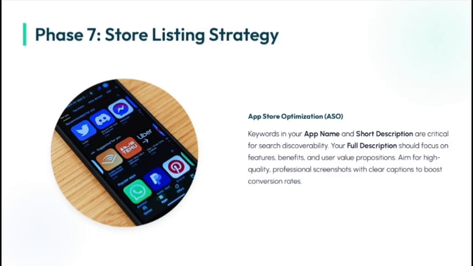It is one of the important things: App Store Optimization, that is the ASO. The keywords in your app name and short description are critical for search discoverability. Your full description should focus on the features, benefits, and user value propositions. You have to aim for high quality professional screenshots with clear captions to boost conversion rates.